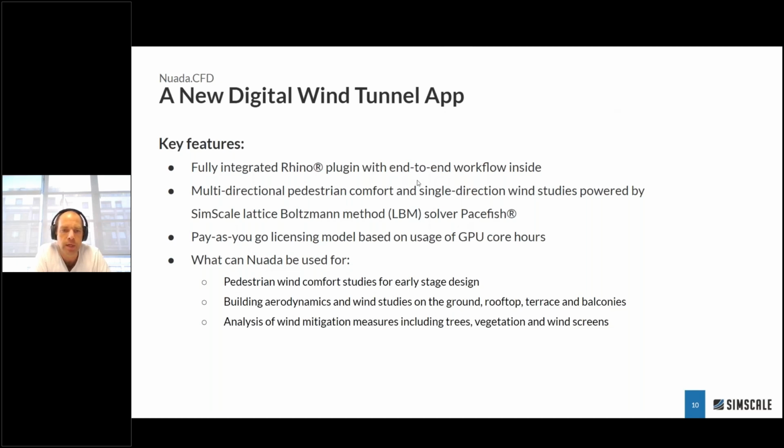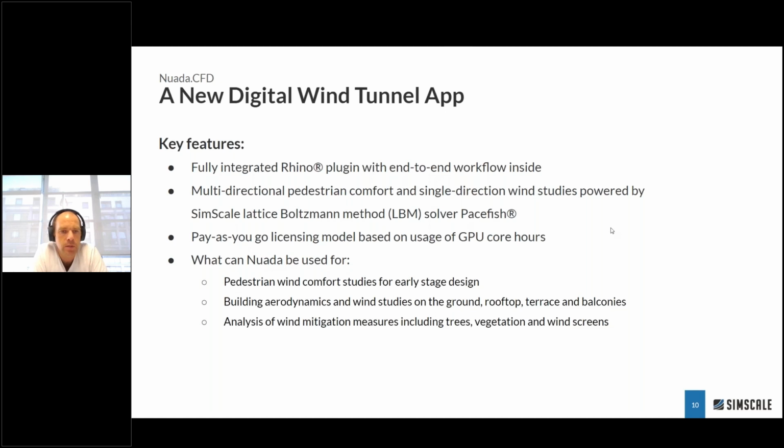And just to summarize, Nuada really is geared towards building scale simulations, so pedestrian wind comfort, and really trying to bring that to the early design stage. So when you're doing a competition or the very early stages of concept design, try different options, try different massing studies, and therefore building aerodynamics and wind studies on the ground, but also rooftops, terraces, and any private balconies. And then look at mitigation or improvement of the situation. Can we do that with trees, vegetation, screens, etc.?